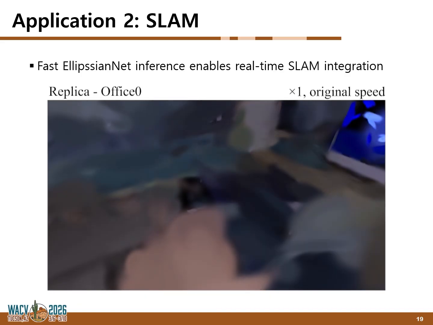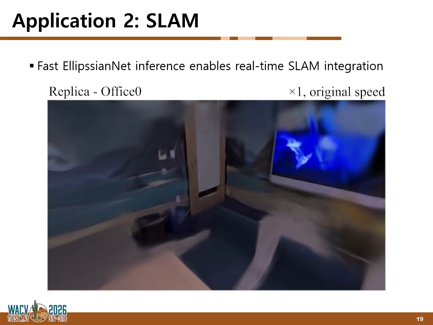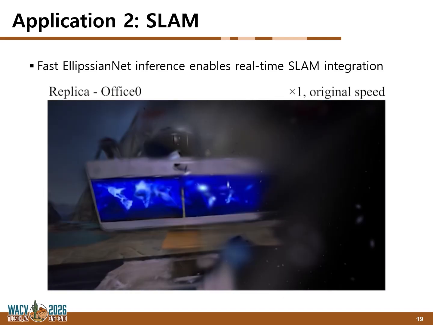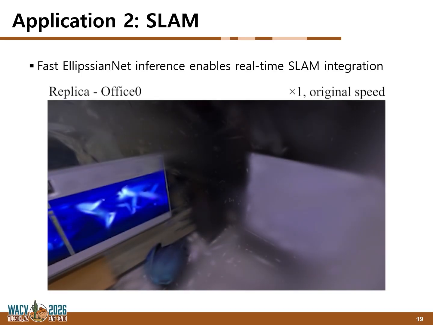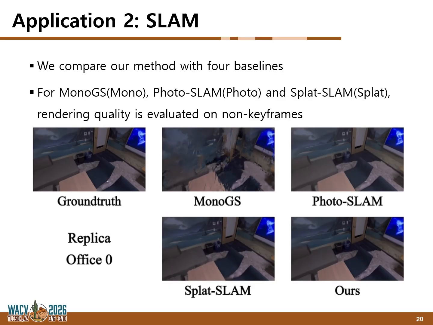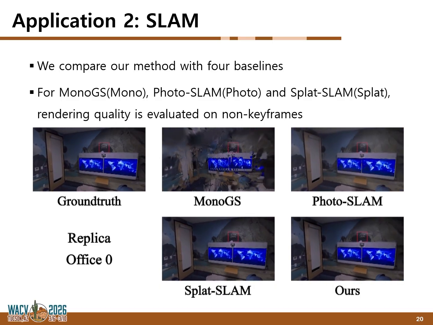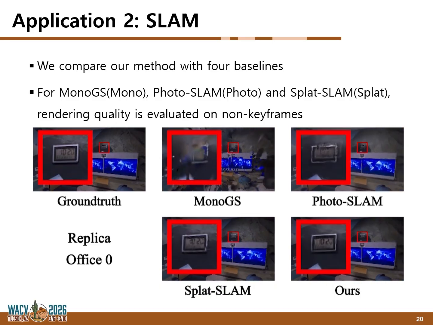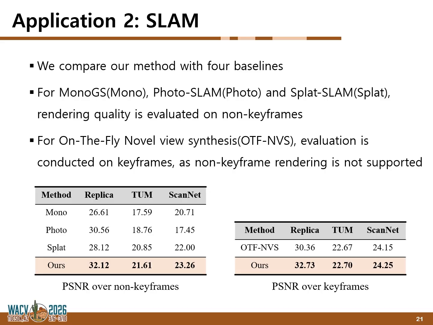This video presents a demo run on the Replica Office 0 at its original speed. EllipssianNet samples Gaussians at high speed. We compare our method with four baselines. For MonoGS, PhotoSlam, and SplatSlam, rendering quality is evaluated on known keyframes. Ours shows the highest rendering quality. For on-the-fly novel view synthesis, evaluation is conducted on keyframes, since it does not support non-keyframe rendering. Overall, our method demonstrates robust reconstruction.